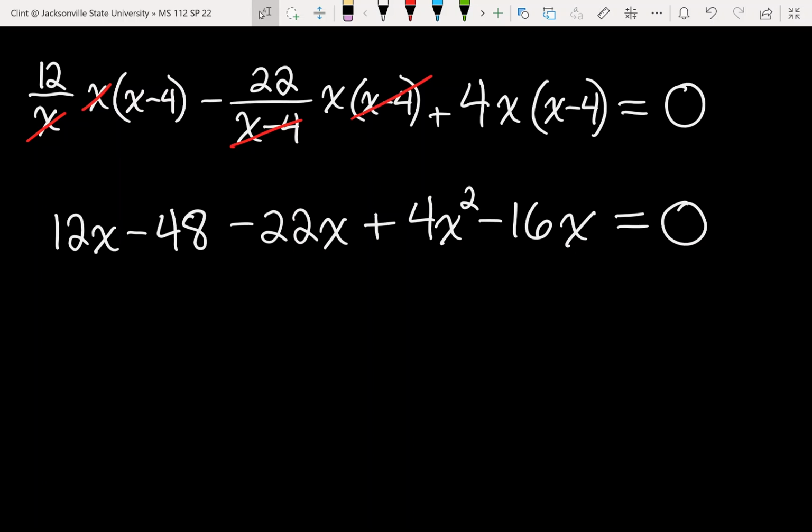So now we can clean up the mess a little. Combine what like terms we can. We've got 3 different x terms in there we can put together. Unfortunately, we do get a quadratic. We've got an x squared term in there. That's not always the case. Sometimes you get lucky and you just have an x, not an x squared. Let's see, we've got 12x minus 22x, so that's minus 10, minus 16x, that's minus 26x. We had 4x squared, so I'll put it in front, and minus 48.